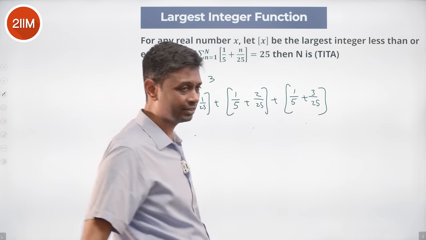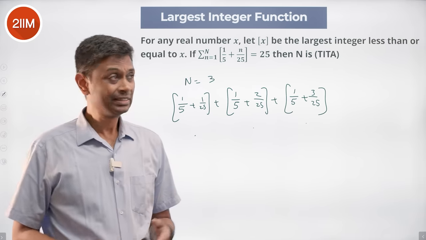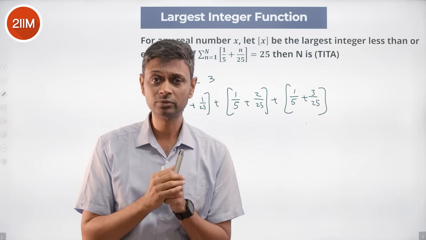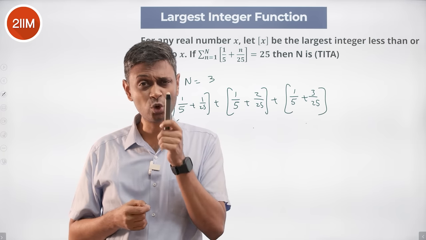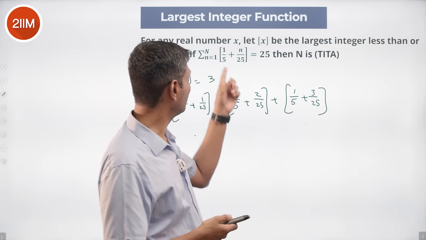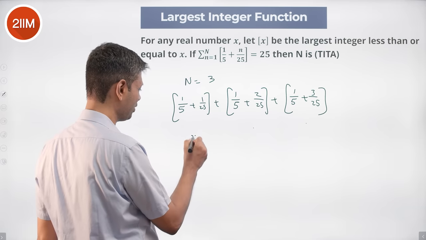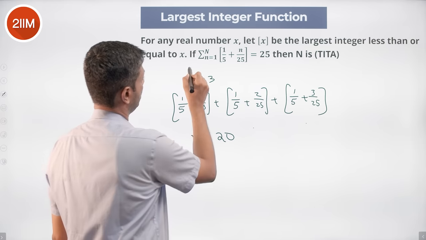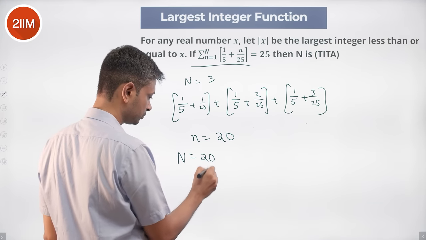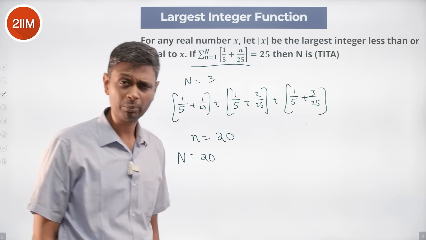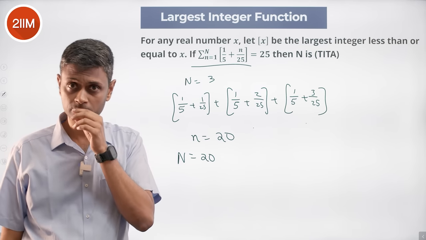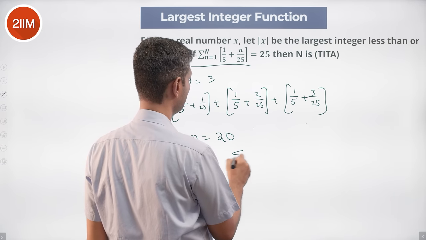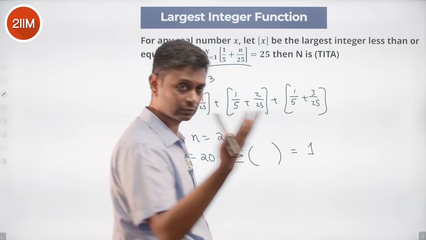This is 0, 0, 0. This will be 0. The box is the largest integer less than or equal to x. The greatest integer of 0.99999 is 0. Of 1.00001 is 1. The greatest integer of 1 is 1. When does it become 1? 1 by 5 here, this should be 4 by 5. If n were 20, that's when it will go to 1. If I put capital N equal to 20, 1 by 5 plus 1 by 25, 1 by 5 plus 2 by 25, 1 by 5 plus 3 by 25, all of them will be 0. 1 by 5 plus 20 by 25 will be 1. So if capital N were 20, this whole sigma thing will be 1. That's when it goes to 1.